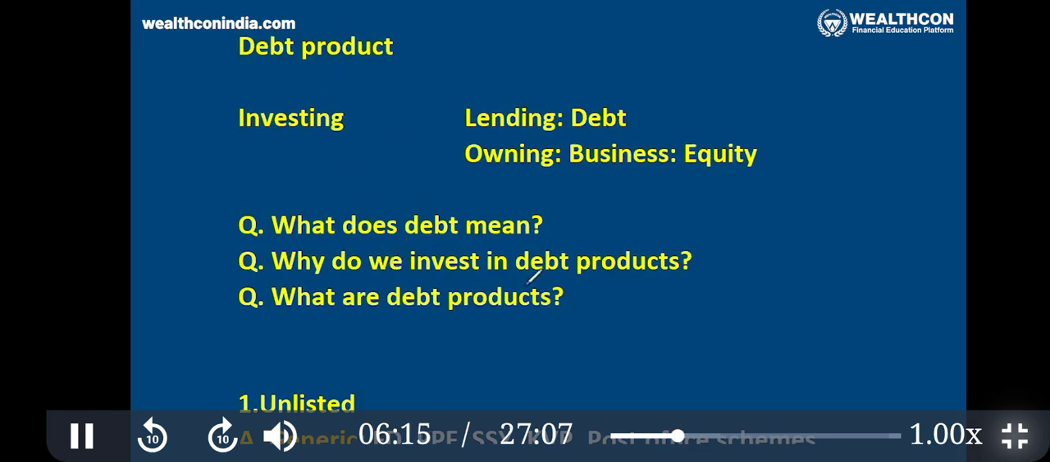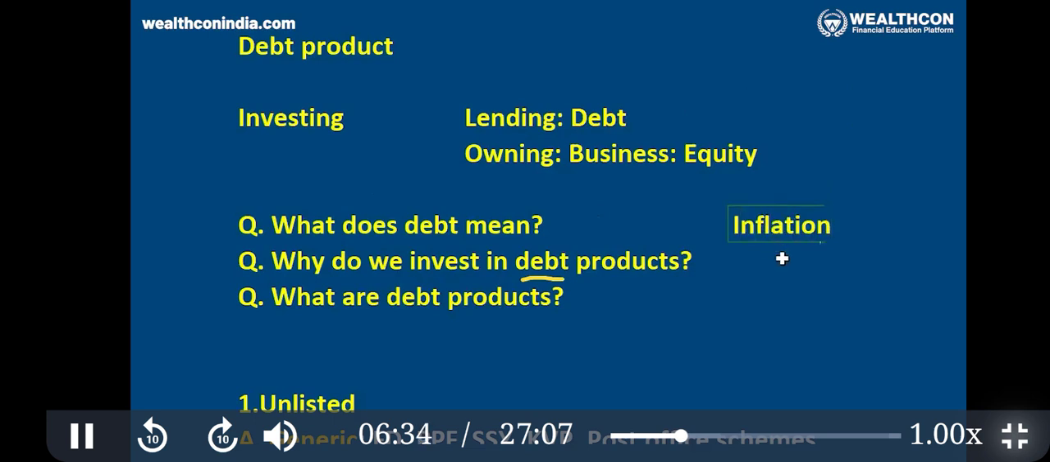Why do we invest in debt products? We invest in debt products for two reasons. One is to park money for the short term or for capital protection, or maybe to get a return which is approximately at par with inflation, so protection from inflation.